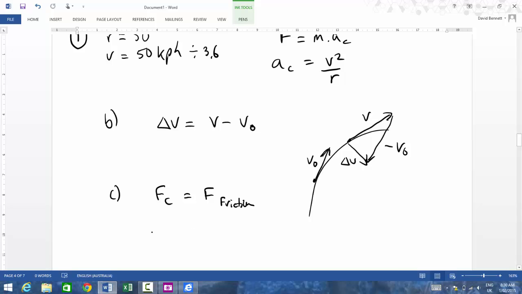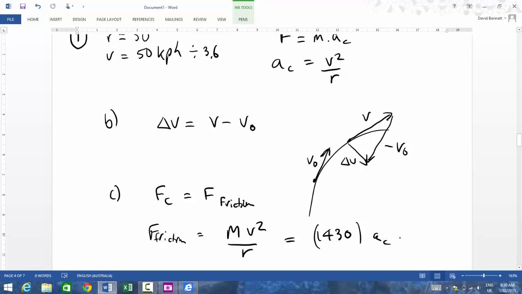So therefore, the force of friction has to be equal to mass times v squared on r. The only thing you have to make sure of is that you put the mass into kilograms, 1,430 kilograms, and then you can multiply that by your centripetal acceleration, which you calculated in part A.